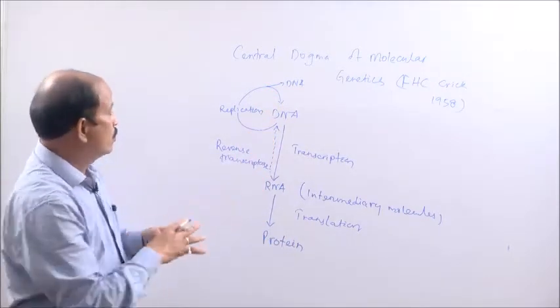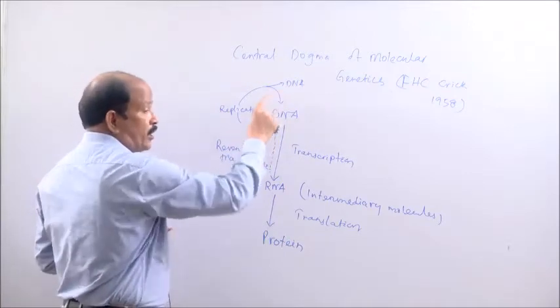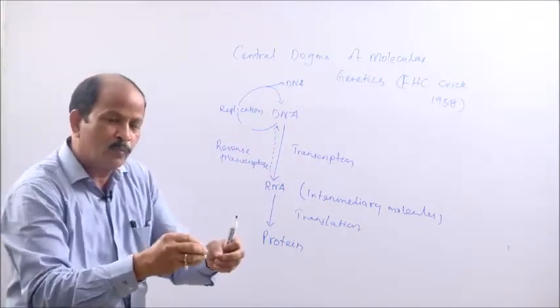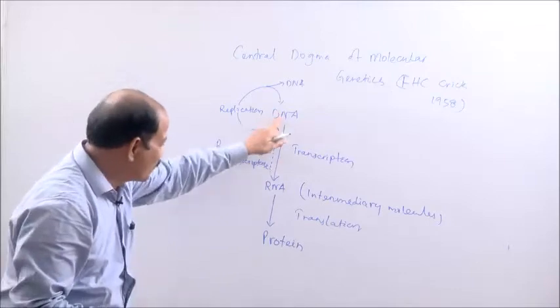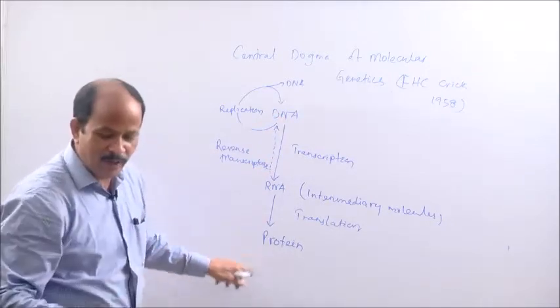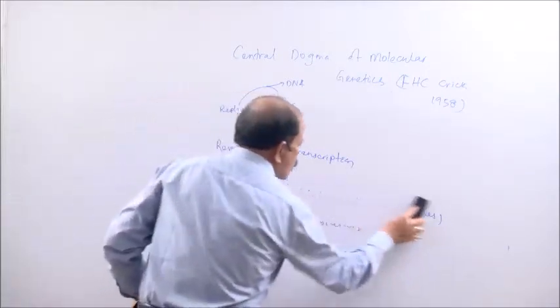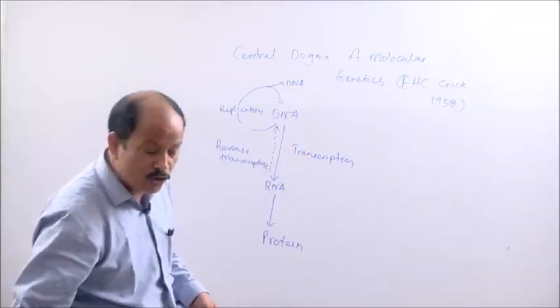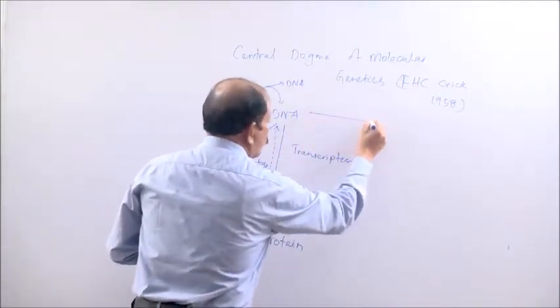So DNA to DNA is meant for flow of information from cell to cell, but what can this be? I can say this step is gene expression. This is the total gene expression.